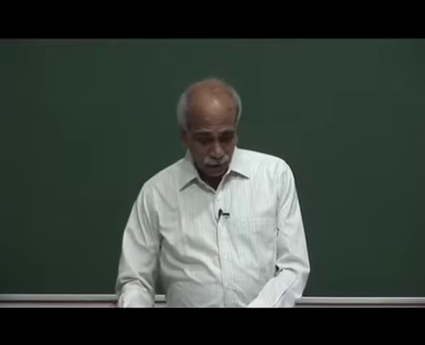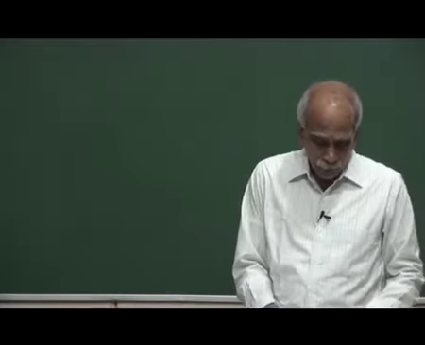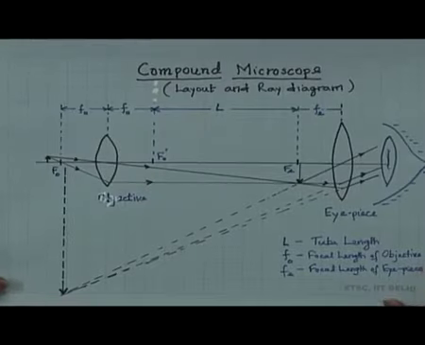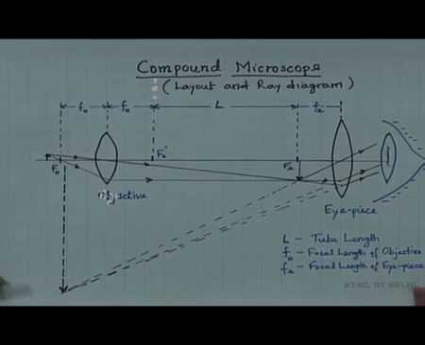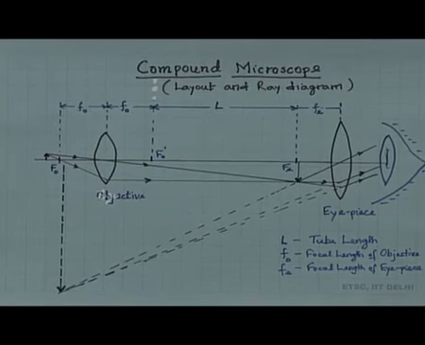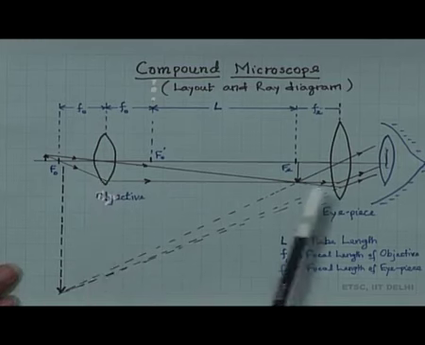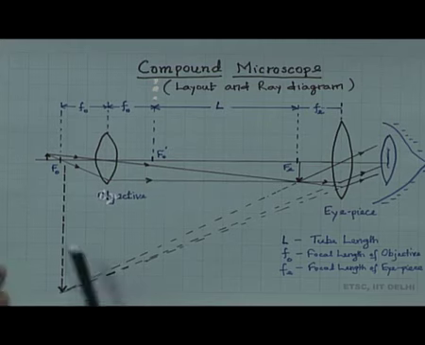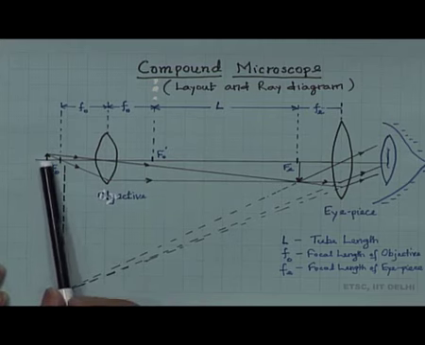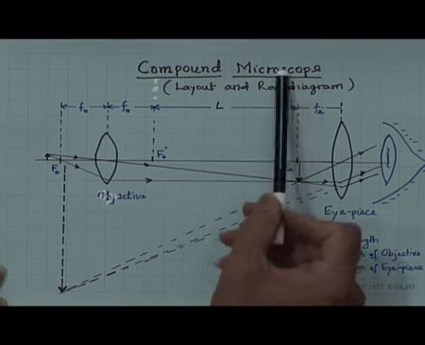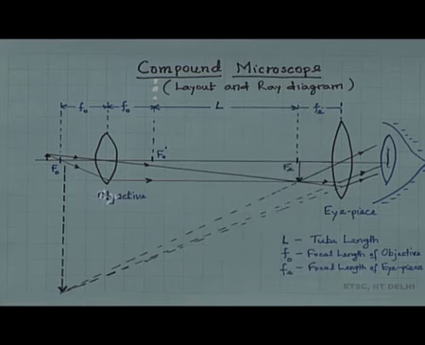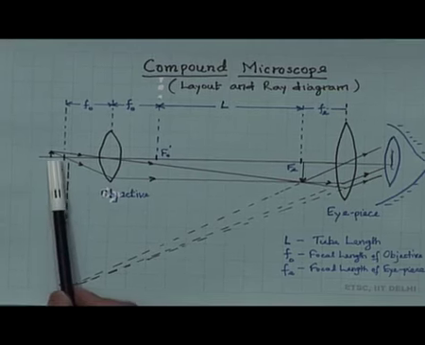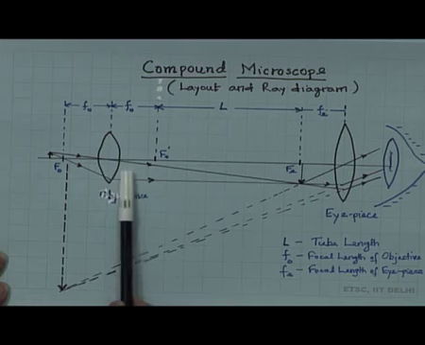Now, we will see the ray diagram and the layout of the compound microscope to understand the picture more clearly, how an object is magnified and how the image is formed. These are the two lenses which I showed you earlier, the objective and the eyepiece. The object is a very small object because we are discussing a microscope. A microscope is used to observe very small objects. So, there is a small object here in front of the objective.